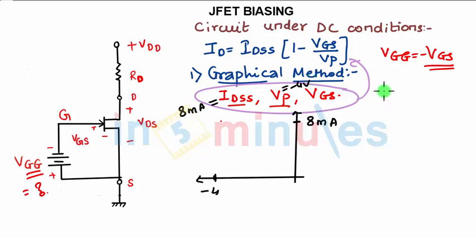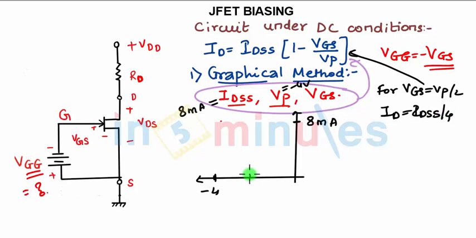Then I know the relation, VGS is VP by 2. I will substitute in the equation, so I will get ID equal to IDSS by 4. That is, VP by 2 is this point, minus 2, and IDSS by 4 is 8 by 4, that is 2 milliampere. I will get this point. Wherever they intersect, I will get one point.